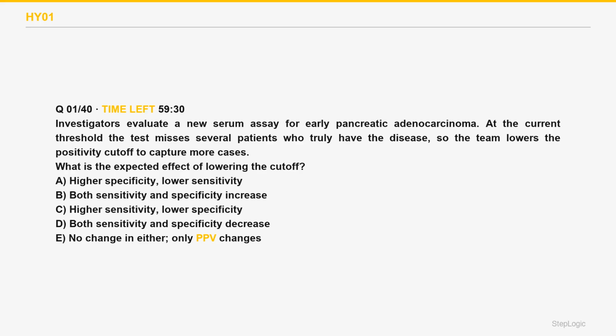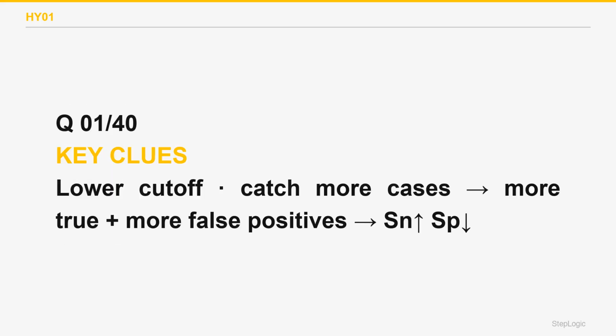Read the command. The effect of lowering the cutoff. A lower threshold calls more results positive. You catch more true cases, but also more false alarms. Lowering the positivity cutoff makes it easier to call a result positive, so more people who truly have disease are flagged. Sensitivity rises. But the same loosening also flags more people without disease, generating more false positives, so specificity falls.